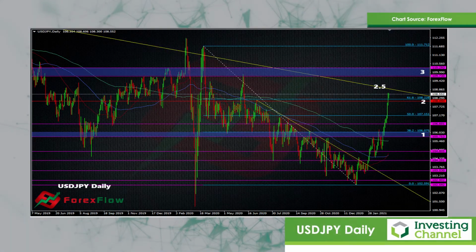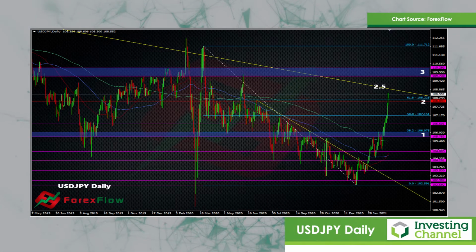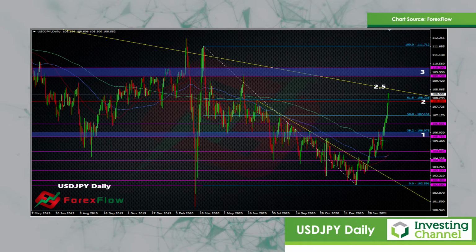I'm going to continue with a theme that we've been speaking about over the last few weeks, which is dollar versus the yen. And we seem to be breaking all the levels at the moment. Going to start with a daily chart here. Again, a chart we've been looking at for quite a while now, and there are nearly four levels that I've identified here.